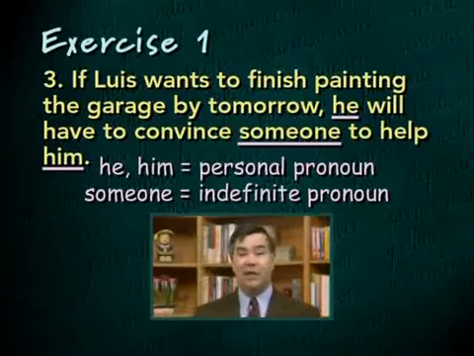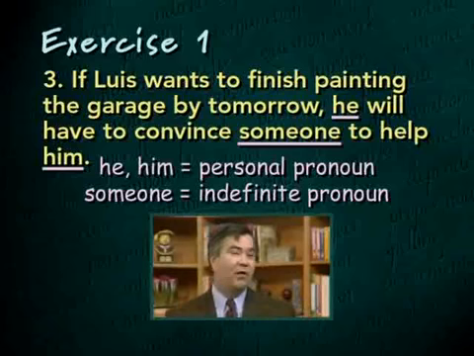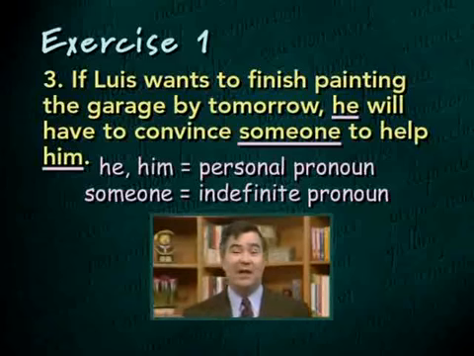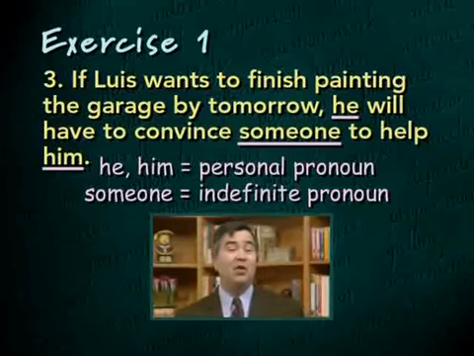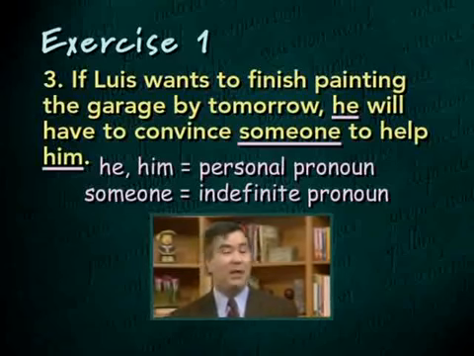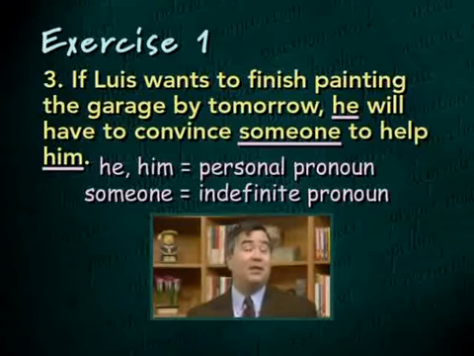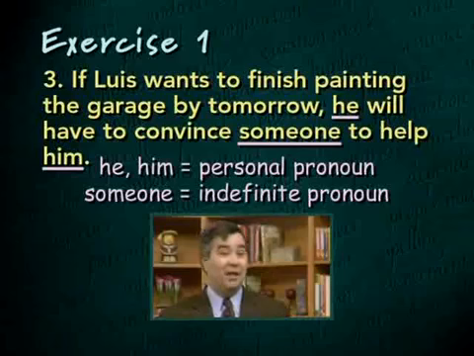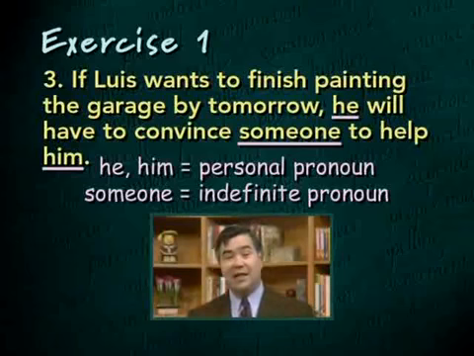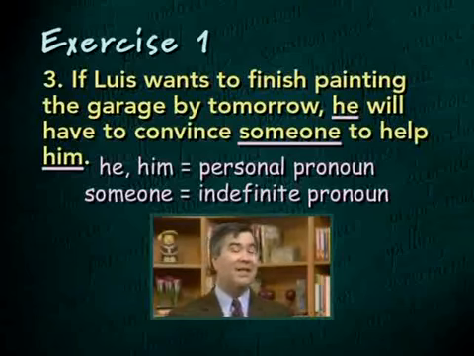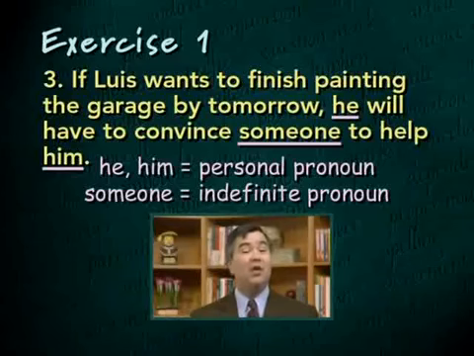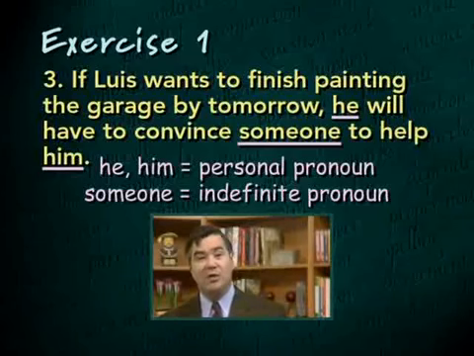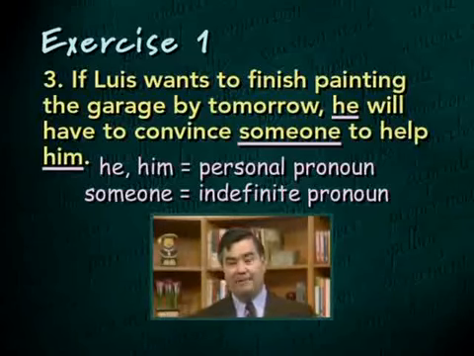Notice how the indefinite pronoun, someone, refers to a person that is not specified. It doesn't say in the sentence who is going to help Luis with painting the garage. Probably Luis doesn't even know. And so an indefinite pronoun is used to indicate that the person being referred to is indefinite, unspecified, or unknown. And that's a typical use of an indefinite pronoun.